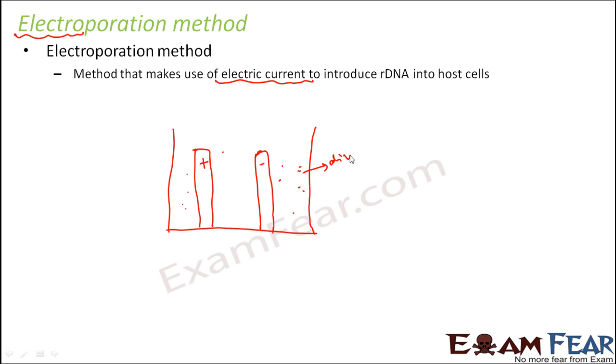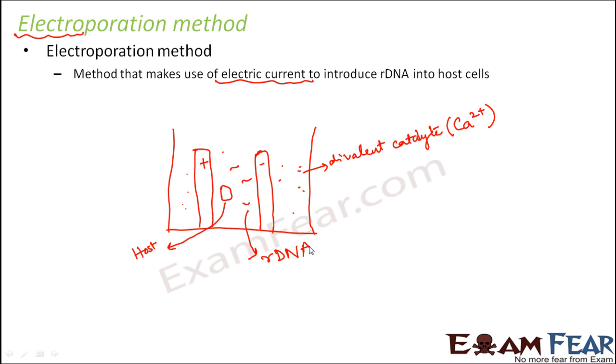So there is a divalent cation here inside this chamber. This divalent cation could be anything like calcium ion. These are the two electrodes, as I mentioned, and let us suppose this is the host cell. Inside this host cell we want the recombinant DNA to enter, and let us suppose these are the recombinant DNA present inside this chamber. So we want the recombinant DNA to enter inside the host cell.